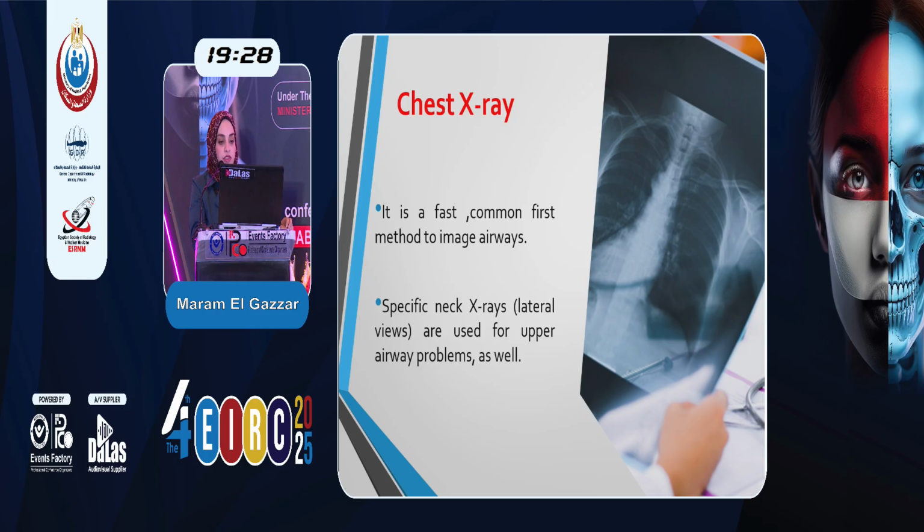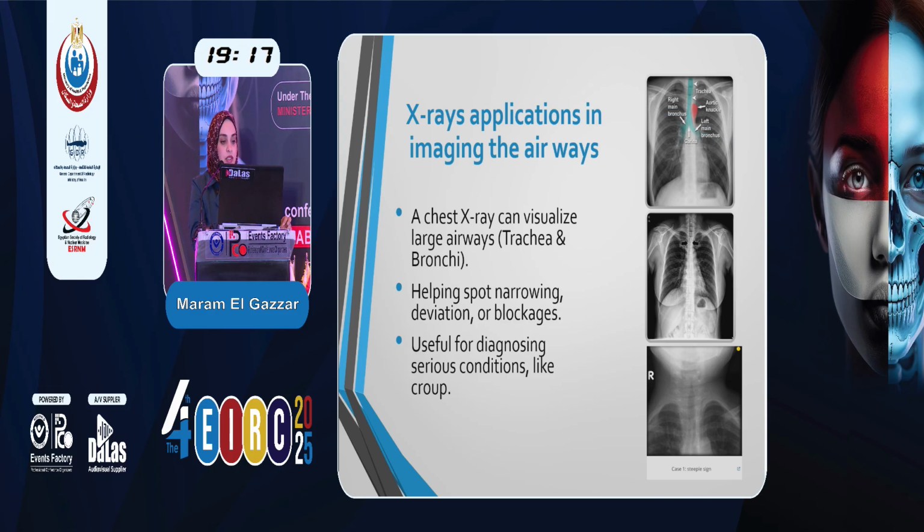Chest X-ray is the most common first method to image the airways. Specific neck X-ray with lateral views is used for upper airway problems as well. X-ray applications in imaging the airways: a chest X-ray can visualize large airways like the trachea and bronchi, as we see here, helping spot narrowing, deviation, or blocking of the trachea. It is useful for diagnosing serious conditions like croup in children with a steeple sign, as is obvious here.